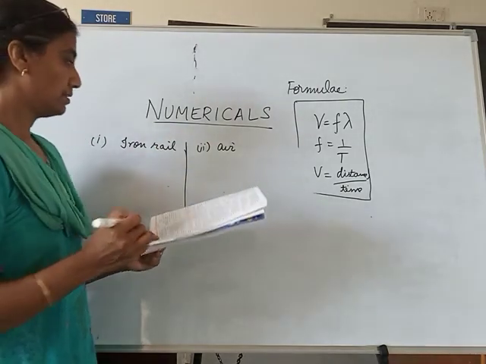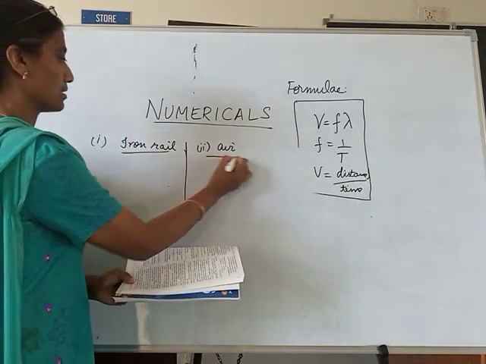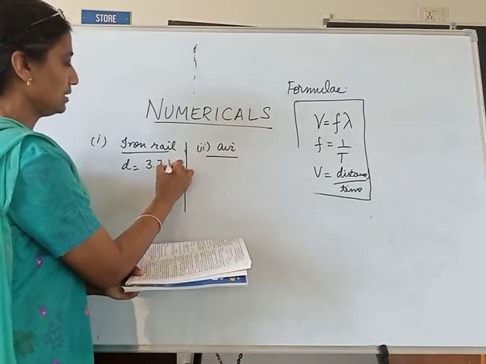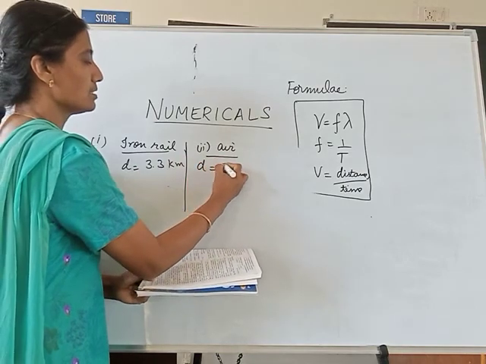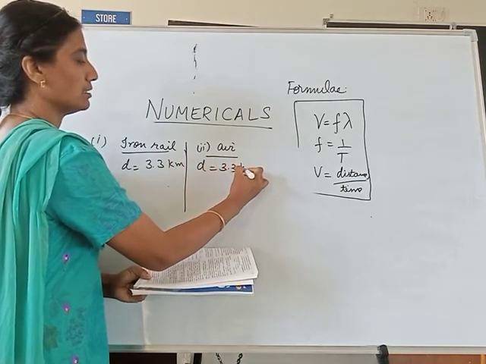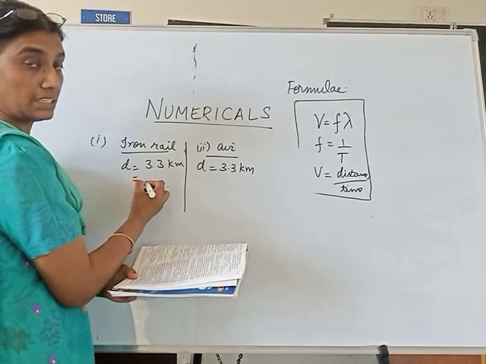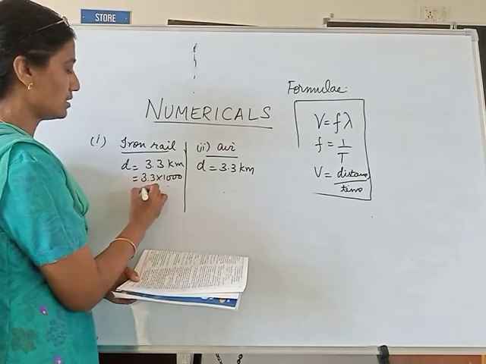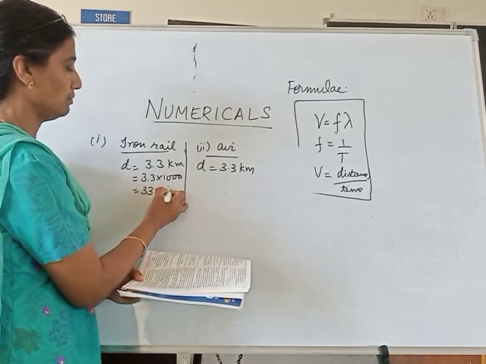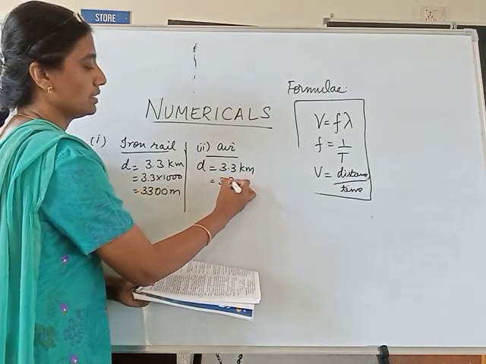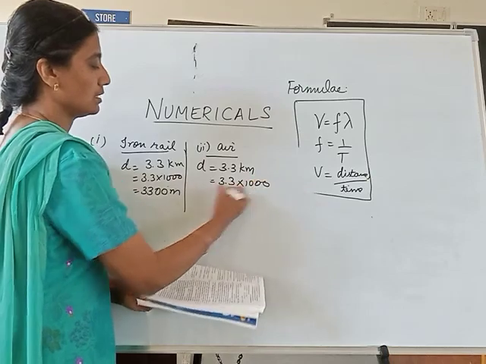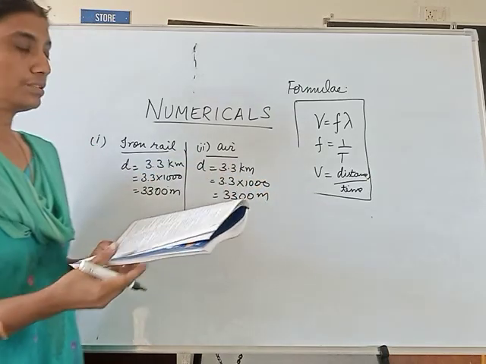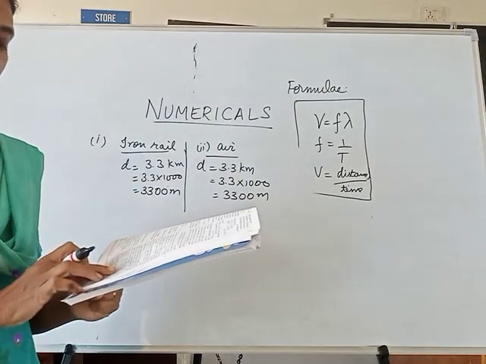It's given the distance in both cases. The distance is the same, 3.3 kilometer. Here also the distance is 3.3 kilometer. So you have to convert it into meter. That will be 3.3 into 1000, that is 3300 meter. So in both the cases, the distance is the same.